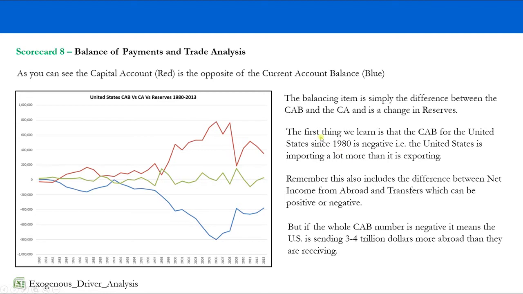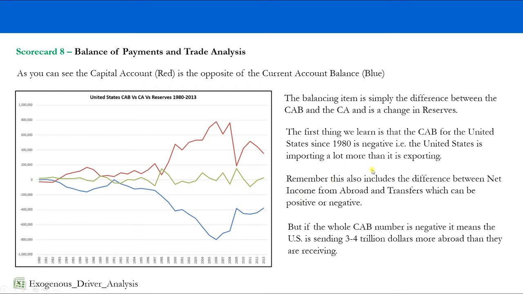Now, the balancing item, which is in green, is basically the recorded difference between the capital account and the current account balance. So in theory, they're supposed to net each other off. You can see that the red line is very much pictorially looking like the inverse of the blue line. But when they don't, we have what's called a balancing item. And then the difference plus the balancing item equals 0.